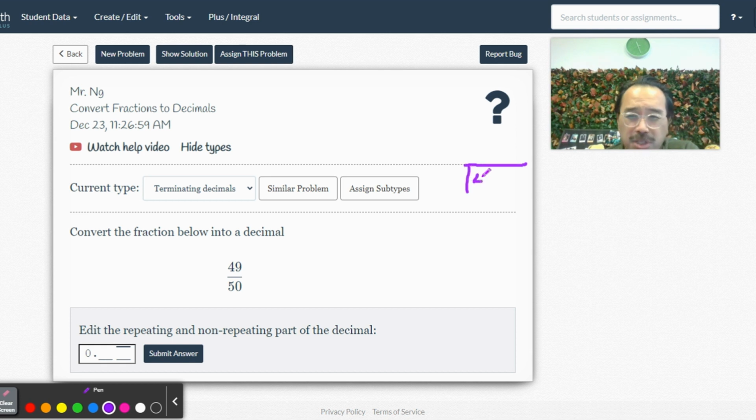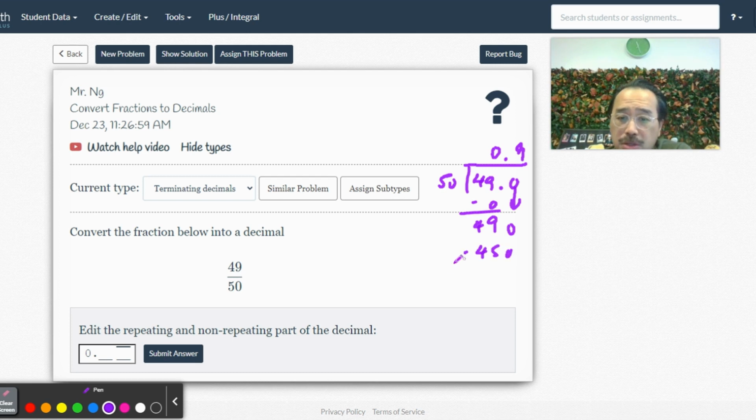So 49 divided by 50. 50 cannot go into 4, 50 cannot go into 9, so 0 times 50 is 0. So 49 minus 0 is 49. Add a decimal, add a 0, bring that down. So 50 going into 490. How many times? Yeah, 9 times, right? 9 times 50 is 450.